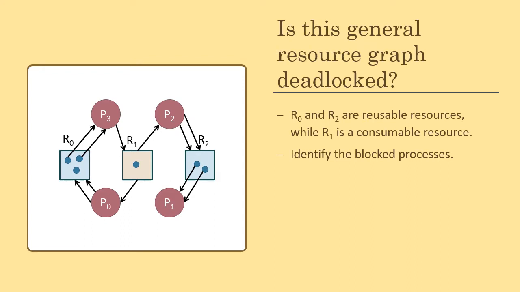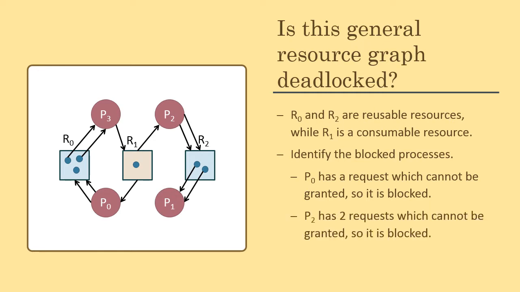Identify the blocked processes. P0 has a request which cannot be granted, so it is blocked. P2 has two requests which cannot be granted, so it is blocked.